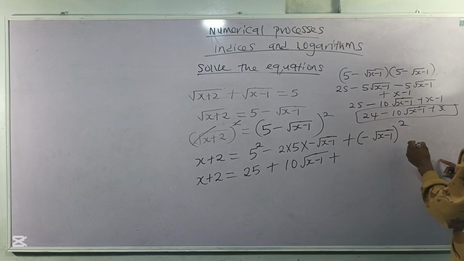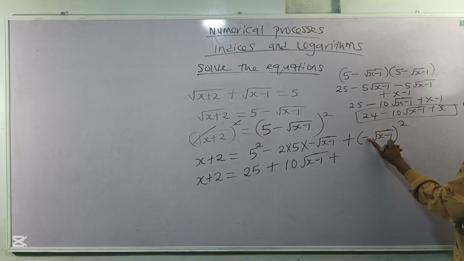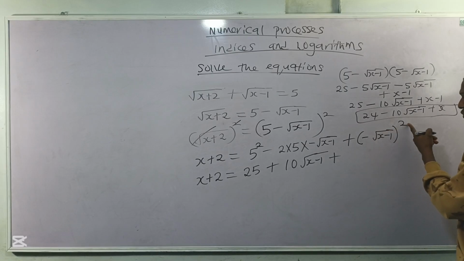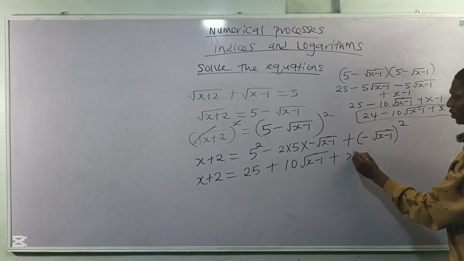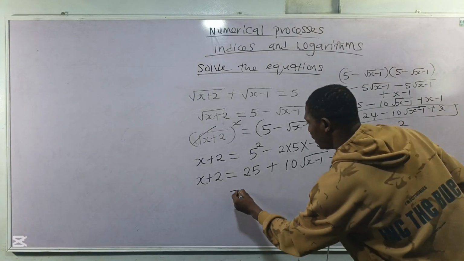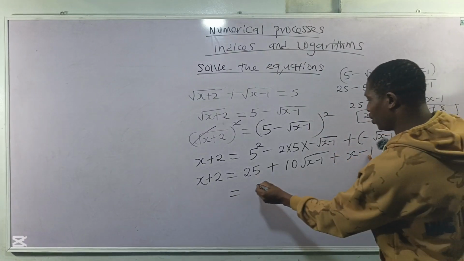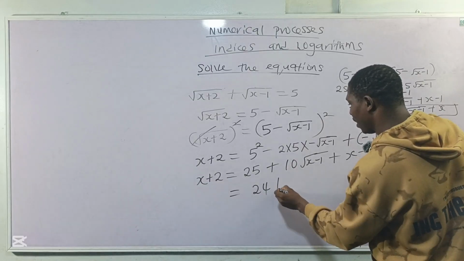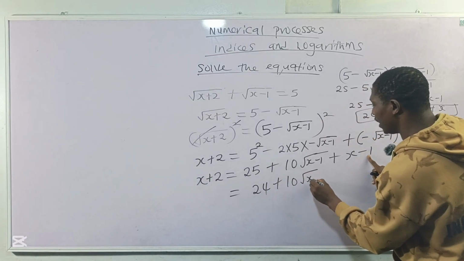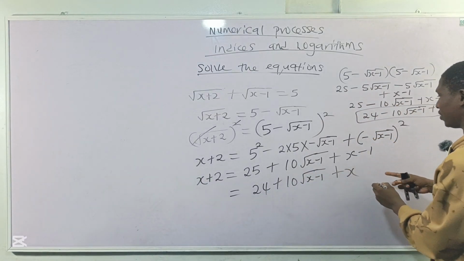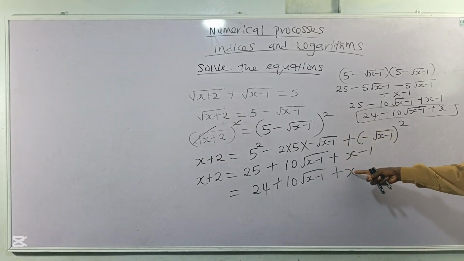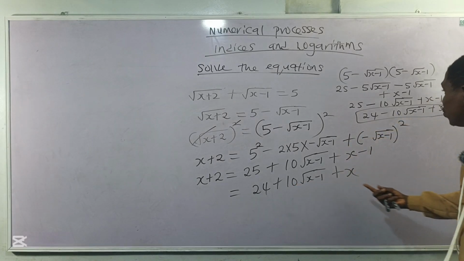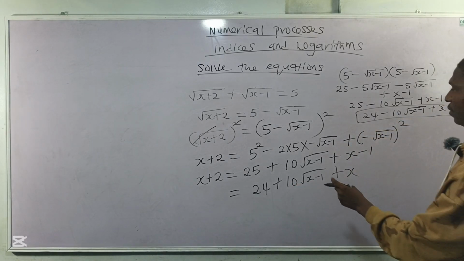Minus root x minus 1 squared. Minus minus is plus, and square root and square will cancel out to give me what? X minus 1. And again, 25 minus 1 will give me what? 24. And I'll still have plus my 10 root x minus 1 plus what? X. So you can learn this if it's new to you. The two will give the same what? Expression.